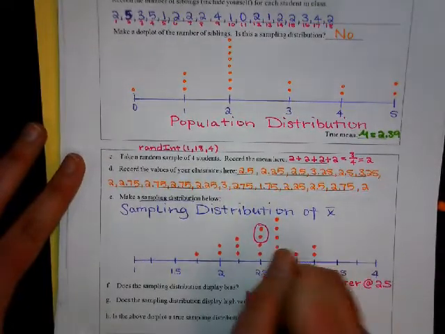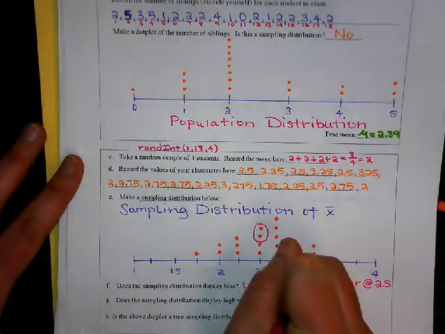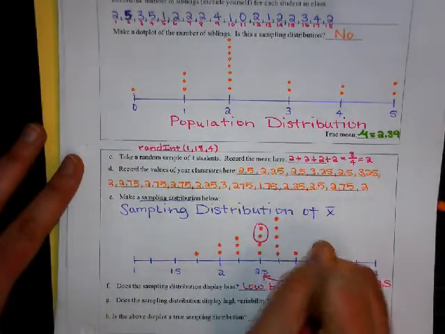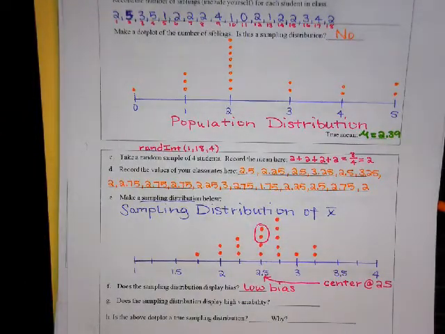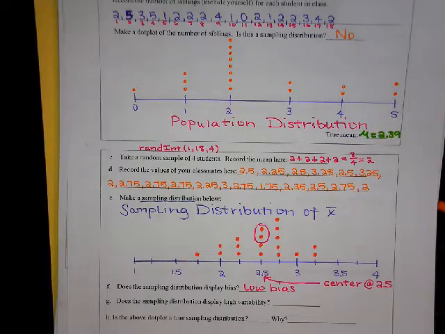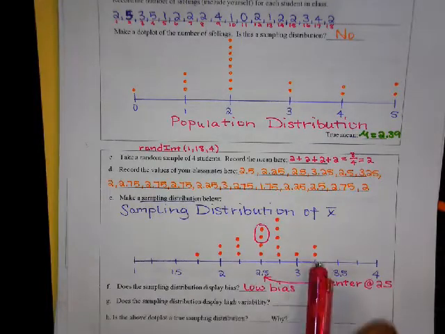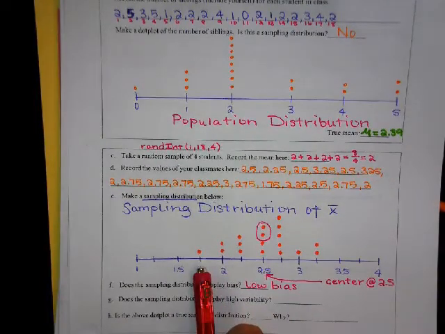Do we have high variability? Our range is actually pretty small, right? 3.25 to 1.75, that's what, 1.5? Yeah, 1.5. So I would say it's actually pretty low variability. It's not a very big spread at all.